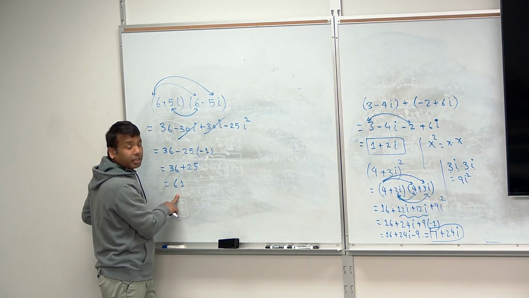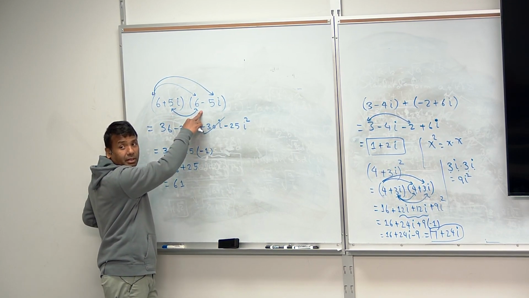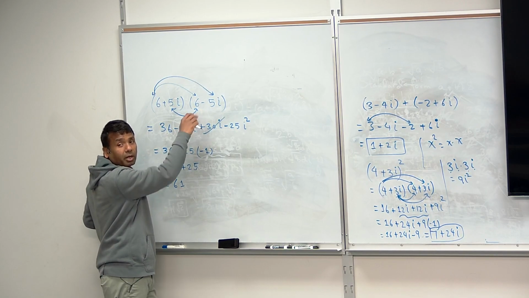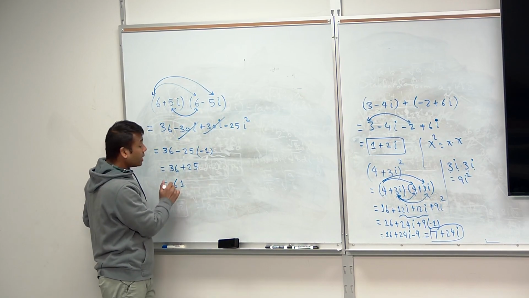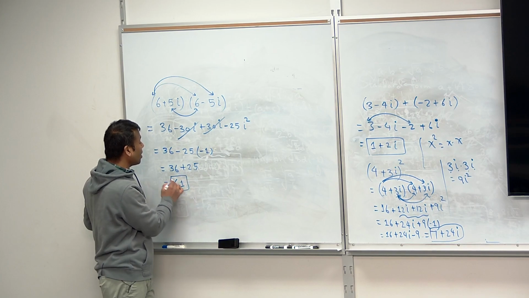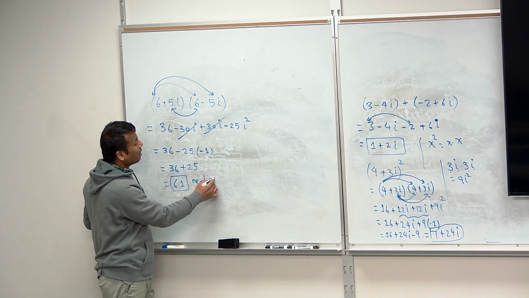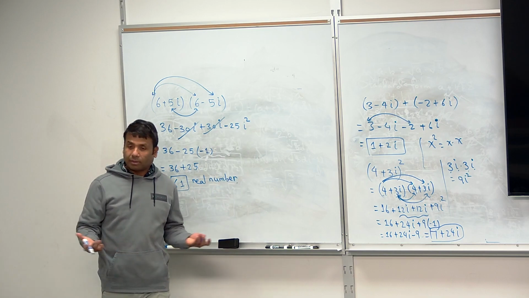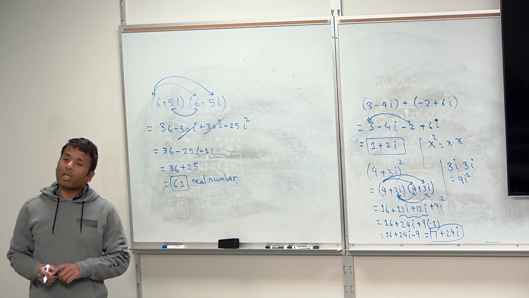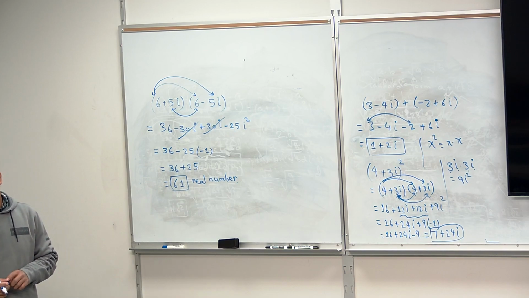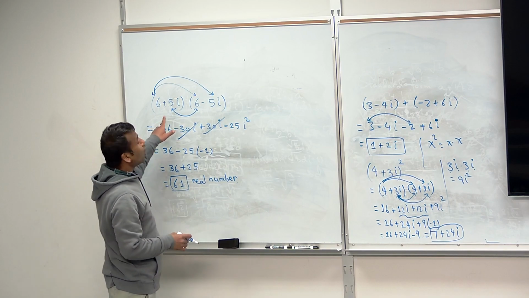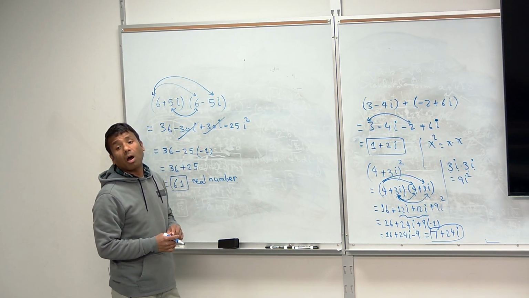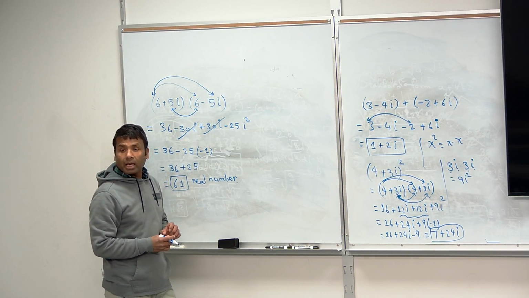Is 61 a real number? Yes? Did you multiply two complex numbers? Yes? And so now we got 61, right? So this is what? This is a real number. Is that right? Are you guys with me? So now, if you multiply two complex numbers and we end up with a real number, they are called conjugate to each other. Complex conjugate.